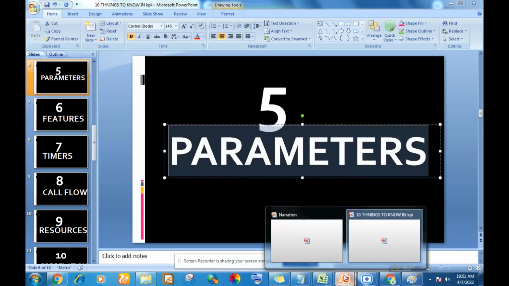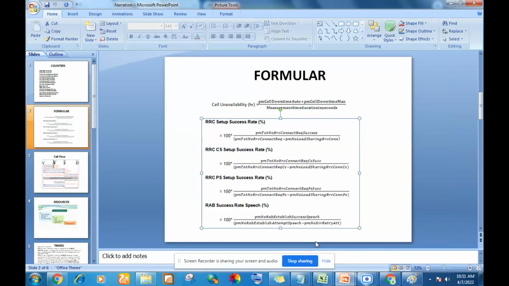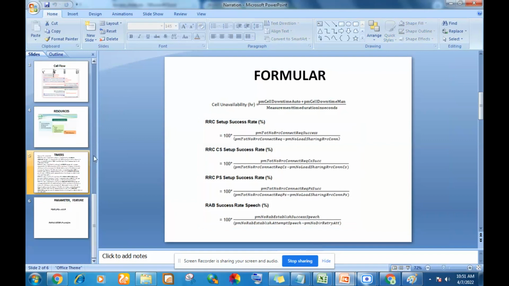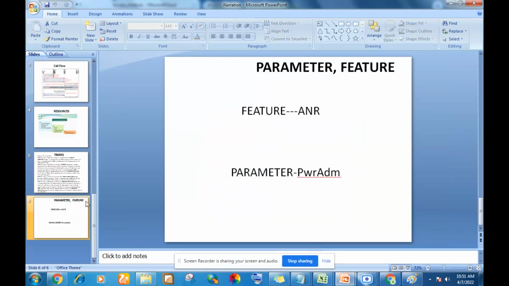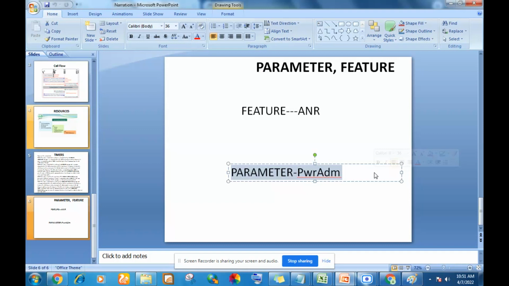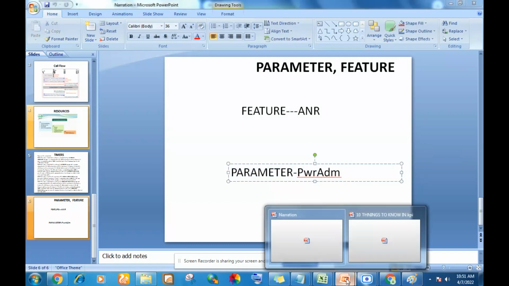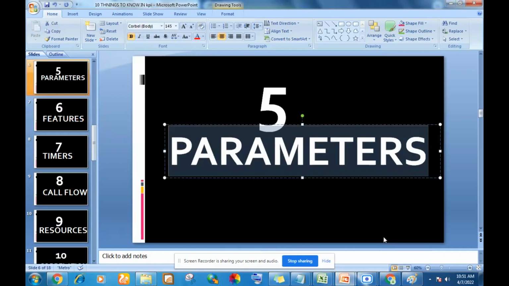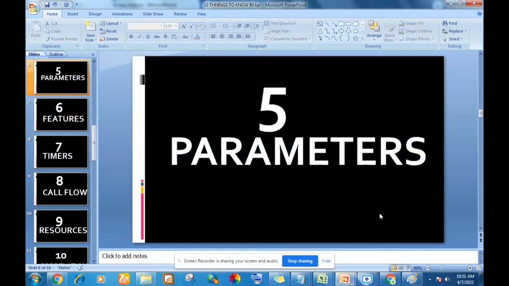So it's very, very important to know about parameters. For instance, power admin is a parameter in 3G which decides the number of people you will admit to use power in 3G. So you must have knowledge of parameters and know when to set them.